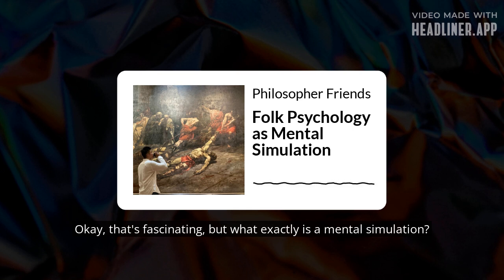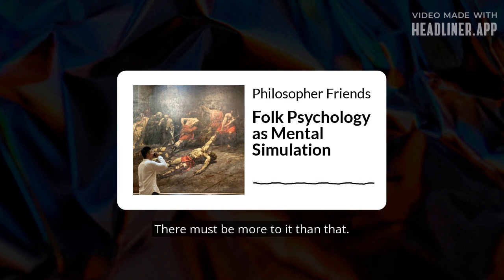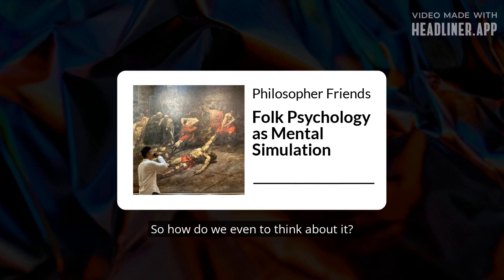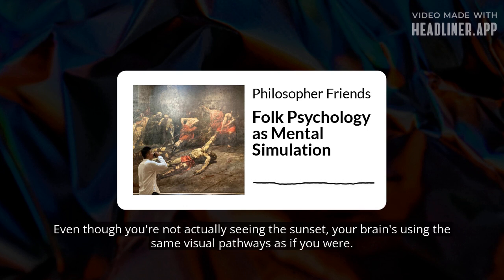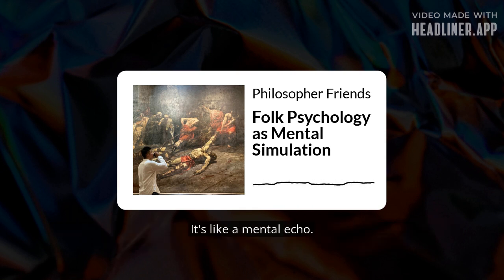Exactly. Okay, that's fascinating. But what exactly is a mental simulation? It's not as straightforward as just putting yourself in someone else's shoes. Right, there must be more to it than that. There's a lot of debate about what makes a mental simulation a mental simulation. So how do we even start to think about it? One way is through the idea of resemblance. Imagine reading a description of a sunset. Okay, I'm picturing it. Even though you're not actually seeing the sunset, your brain's using the same visual pathways as if you were. Oh, I get it. So the simulated experience of visualizing that sunset resembles the real experience, even if it's being created in a different way. Precisely. It's like a mental echo.